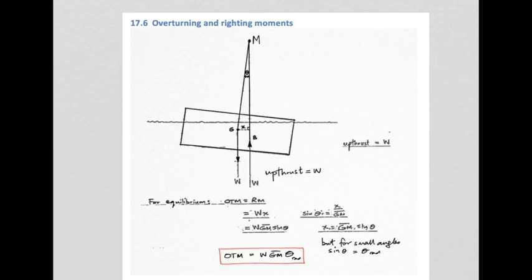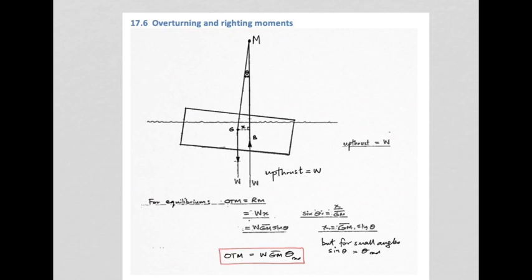So in practical terms, what that means to us is, if we know the weight of a vessel, and if we know its metacentric height, we can quickly work out what angle of roll or pitch we're going to get with a certain overturning moment.